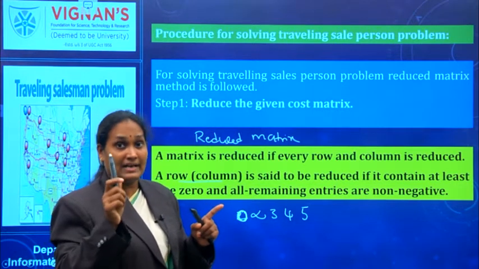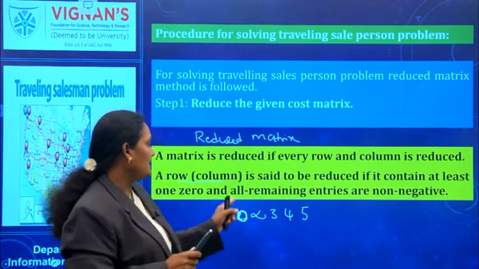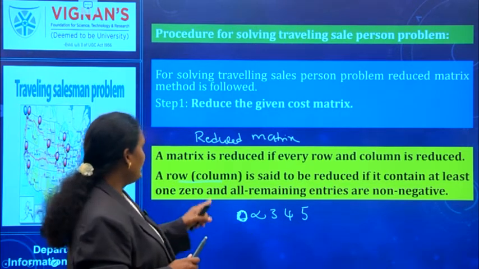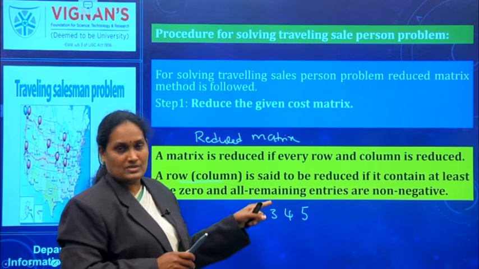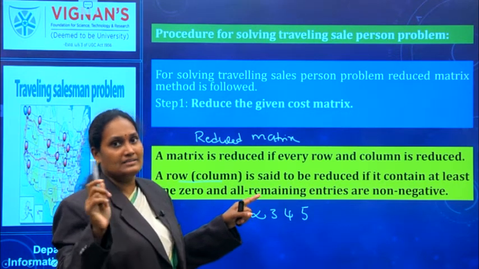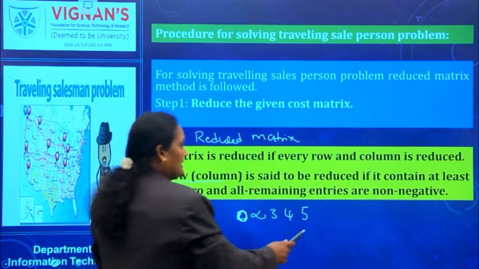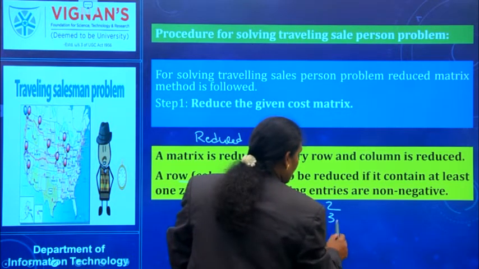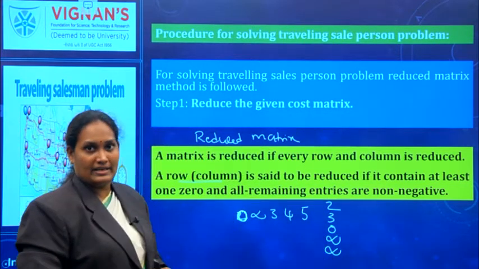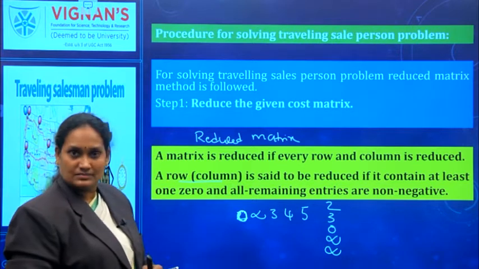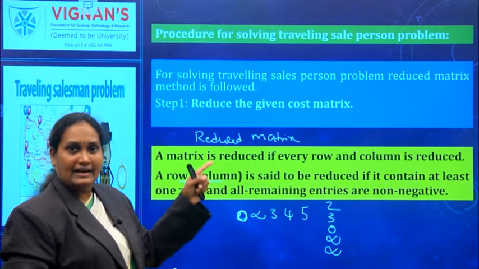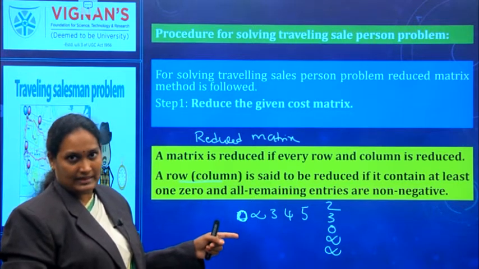At least there should be at least one zero element and all remaining elements are non-negative. In the same way, a column is also said to be reduced if it contains at least one zero element and all other remaining elements are non-negative. Suppose, for example, my column contains the elements 2, 3, 0, infinite, infinite. Is it reduced? Yes, it is reduced, since it contains one zero element and all other remaining are non-negative elements.